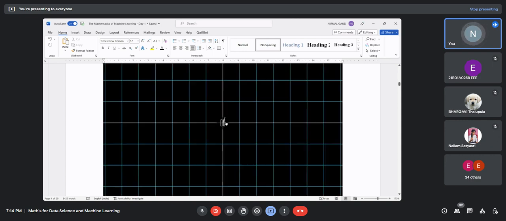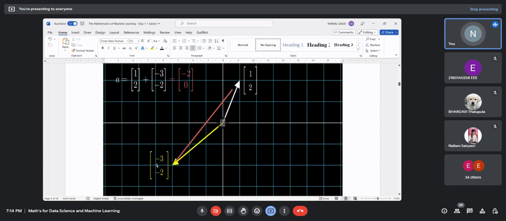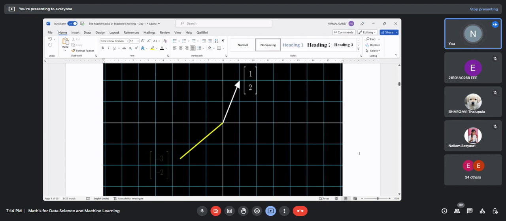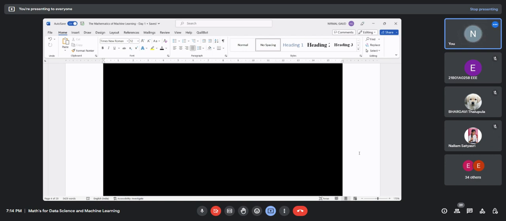One direction from the origin to (1, 2) is here. One direction to (-3, -2) is here with the yellow line, and the light red line is your result, (-2, 0). This is how it's represented in the 2D plane, the addition of the two vectors. With this graphical GIF representation, this is how we understand how to add vectors and represent them in a plane.